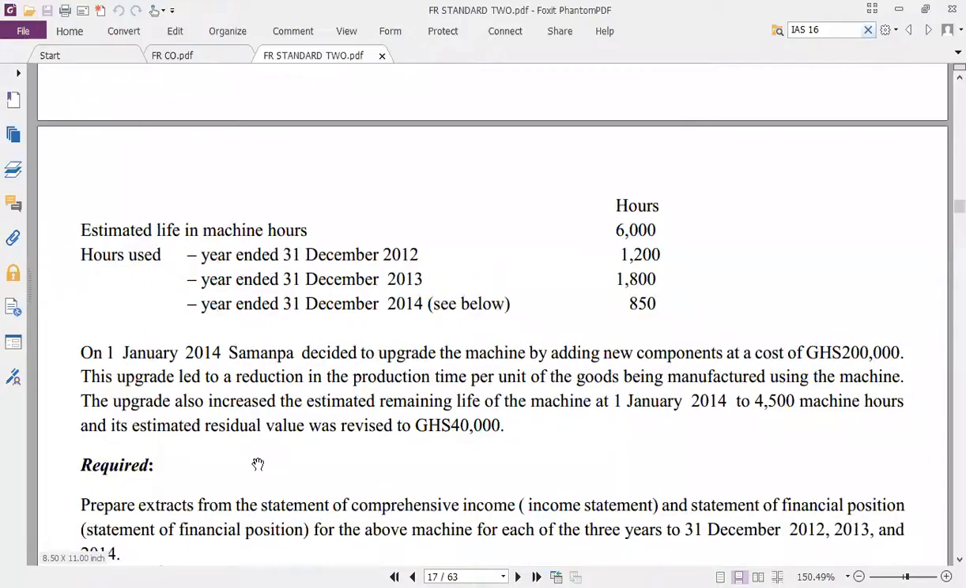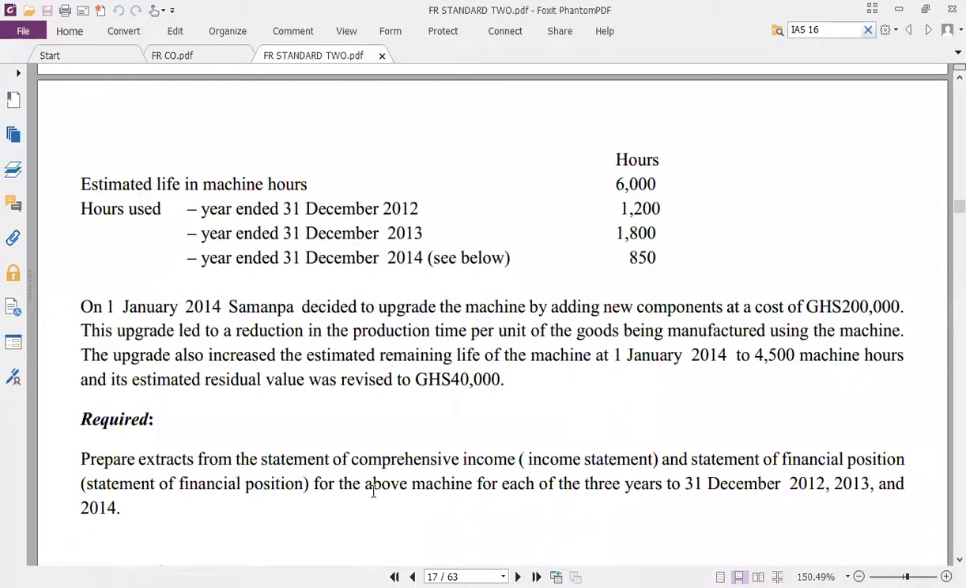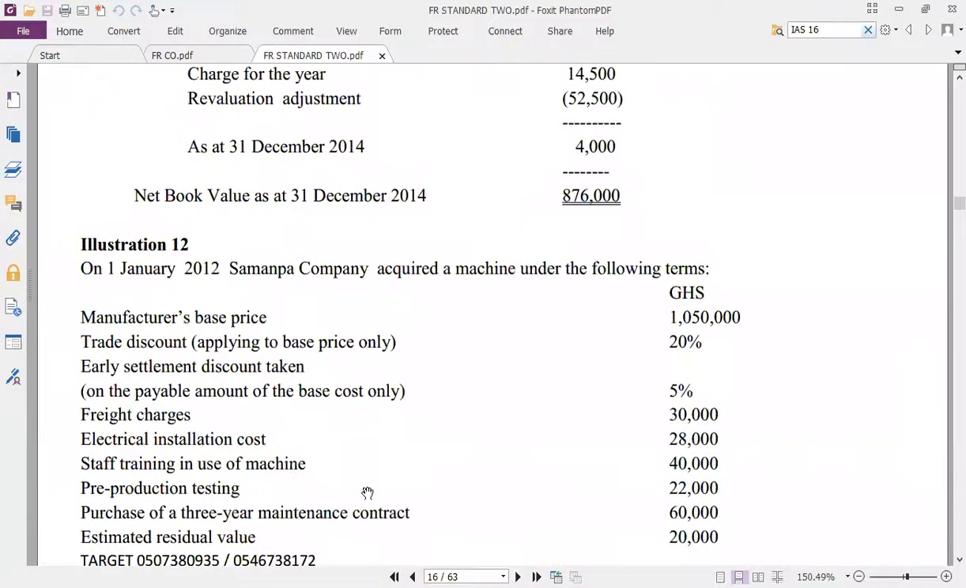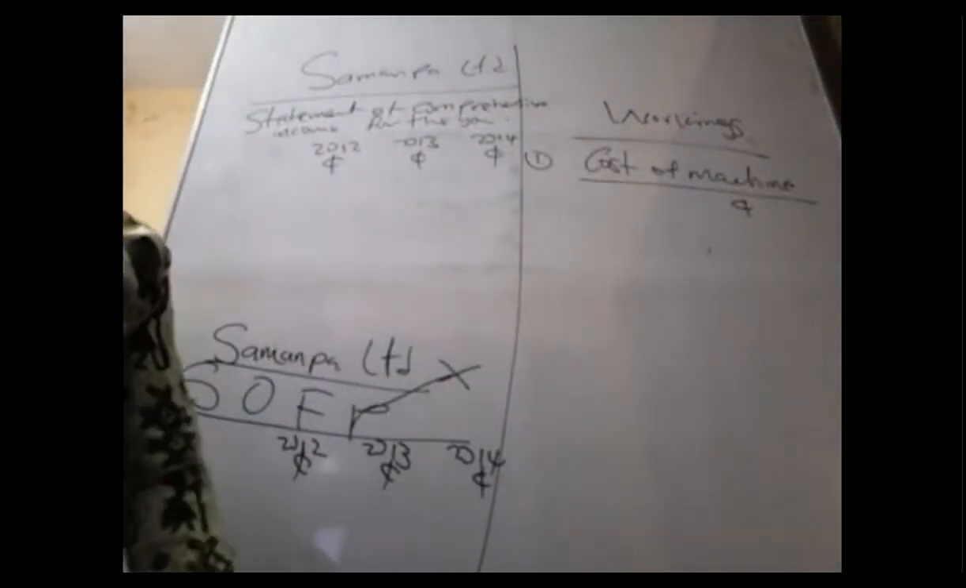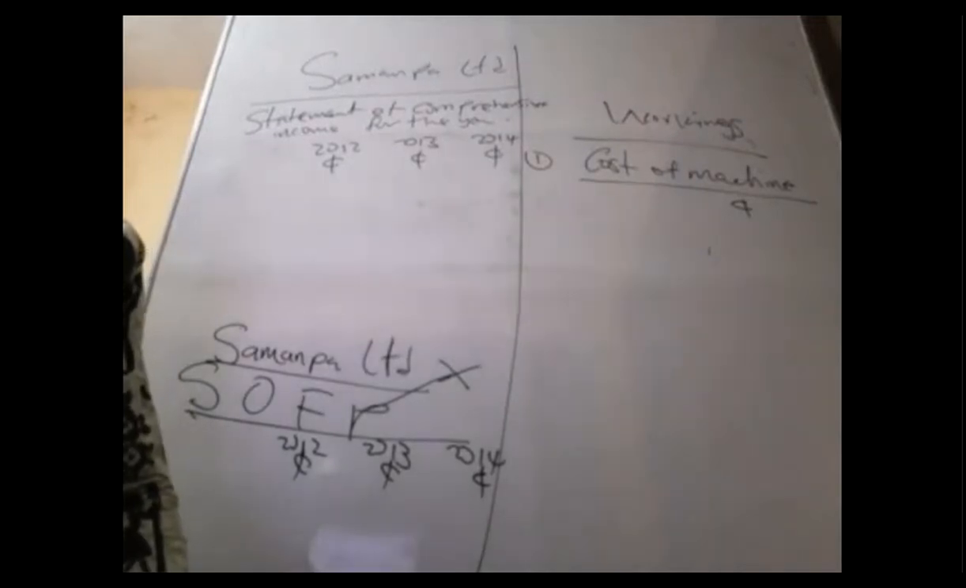Because the comment here was prepare extracts from the statement of comprehensive income. So the first working is you have to find the cost of this machine. So cost of the machine, that's the first working. So any figure that you need, let's come here. Workings. Working number 1. That is the cost of what? Machine. Let's start. That one, don't forget your currency. The reporting in cedis.